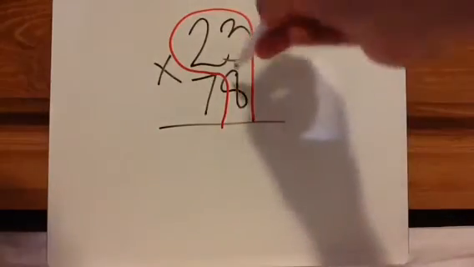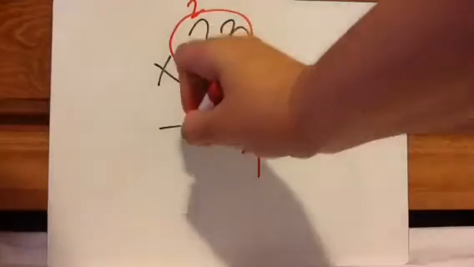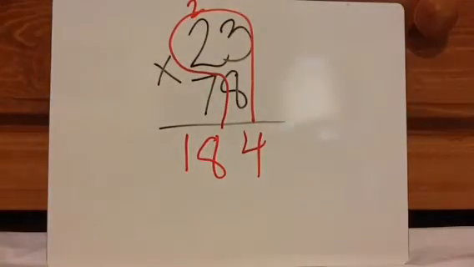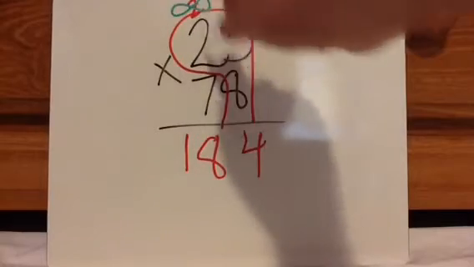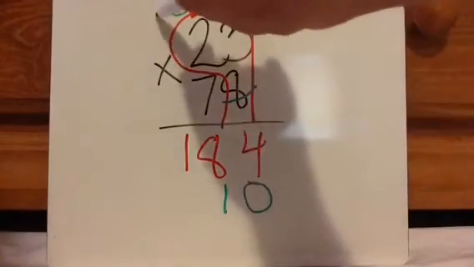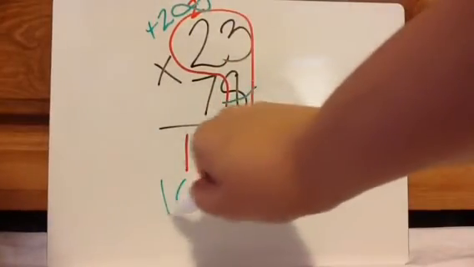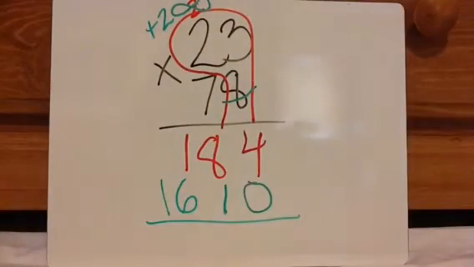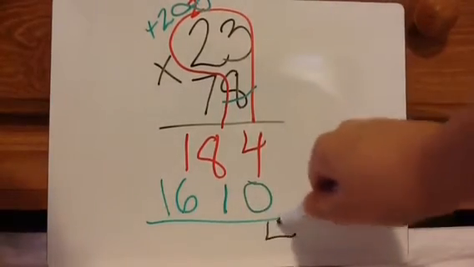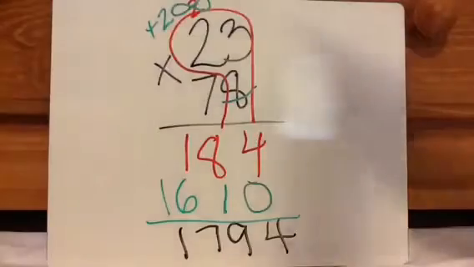So step 1, draw the turtle and do 23 times 8. 8 times 3 is 24. Carry the 2. 8 times 2 is 16 plus 2 is 18. Step 2, bow tie, collar, lay an egg. 7 times 3 is 21. 7 times 2 is 14, plus 2 is 16. Step 4 is add it all together. 1,794. That's what I got here, so I know I did it correctly.